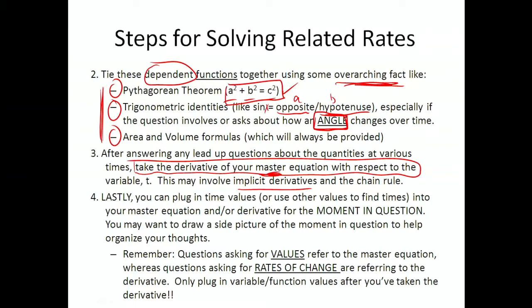Okay, what about trig? Trig is the same thing. If I have sine of something equals a of t over b of t, well, if I want to take the derivative, I'm going to need an implicit derivative, just like we did, again, in the last video. So you'll see these in action. But that's going to be the crucial step, and that's really the only calculus step involved in these problems. And it's mainly just using the implicit stuff that was in the last video.